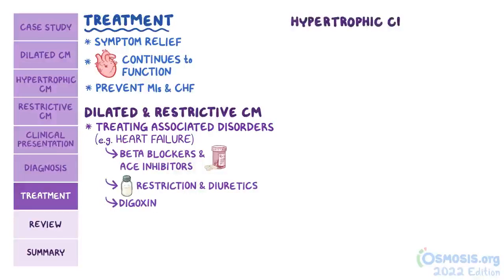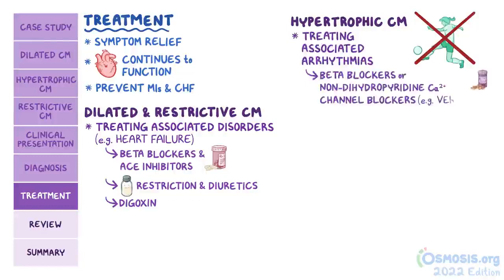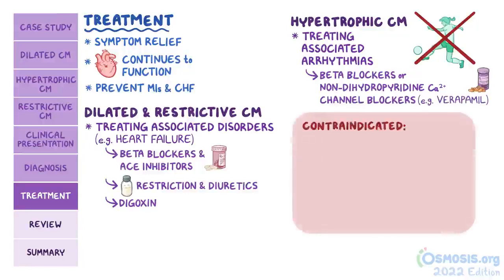For hypertrophic cardiomyopathy, cessation of high-intensity athletics is recommended to avoid sudden cardiac death. Treating the associated arrhythmias may be done with medications like beta blockers or non-dihydropyridine calcium channel blockers like verapamil. For your exams, it's also important to remember the medications that are contraindicated in case of hypertrophic cardiomyopathy. The concept behind this is that the left ventricular outflow tract obstruction worsens when there's less blood stretching it out.